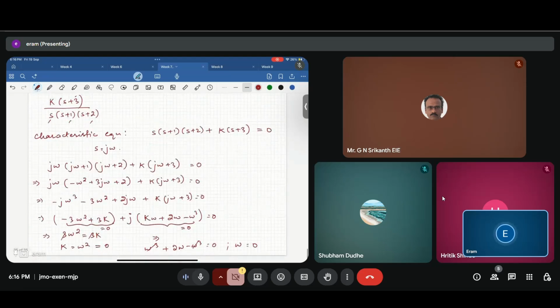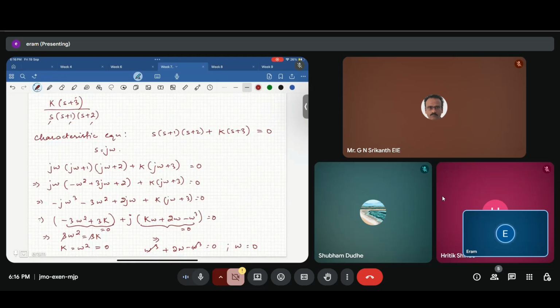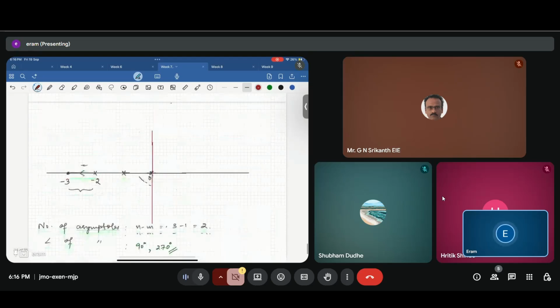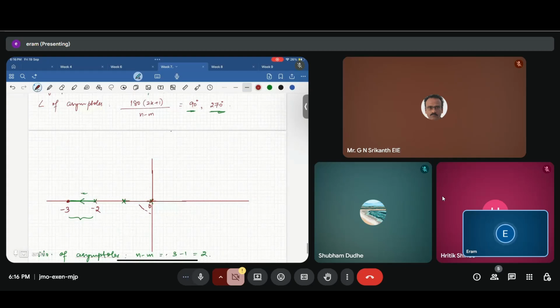So what does it mean? It means the only point at which the root locus intersects the imaginary axis is omega equals to 0, which is the point of the pole location, right? So there are no other points apart from this pole location that the root locus will intersect.